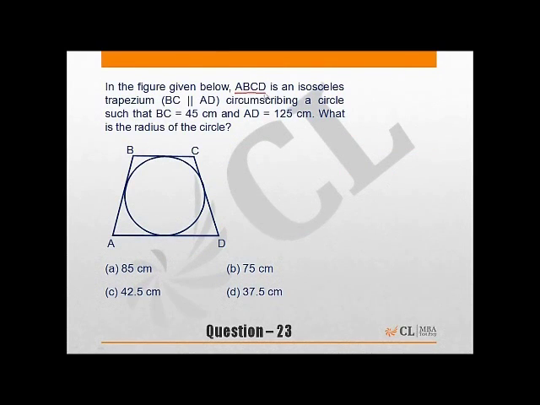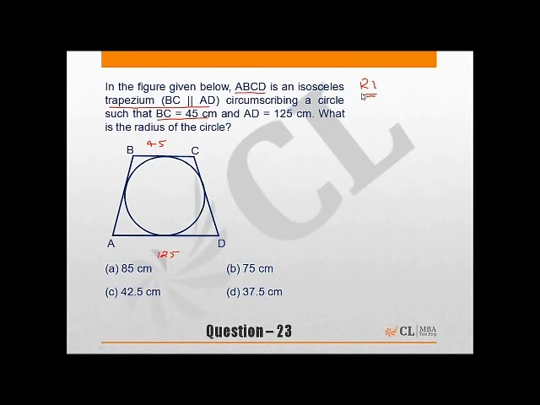In the figure given below, ABCD is an isosceles trapezium wherein BC is parallel to AD, circumscribing a circle such that BC is 45 centimeters, AD is 125 centimeters. What is the radius of the circle? Round 1 question for me. Mensuration I am fairly comfortable with, so it will typically happen in round 1 for me.